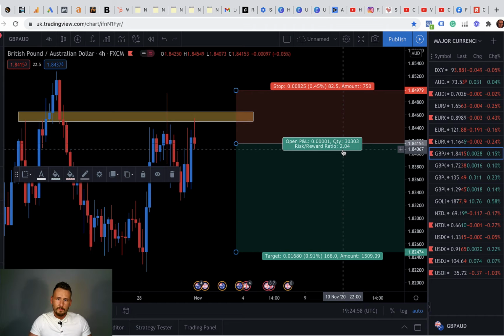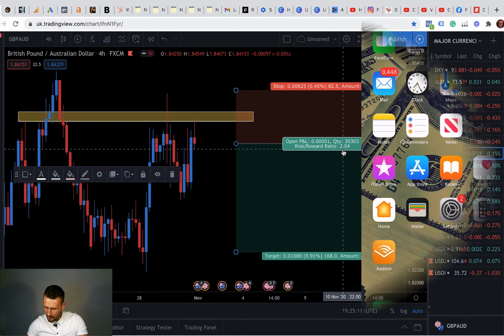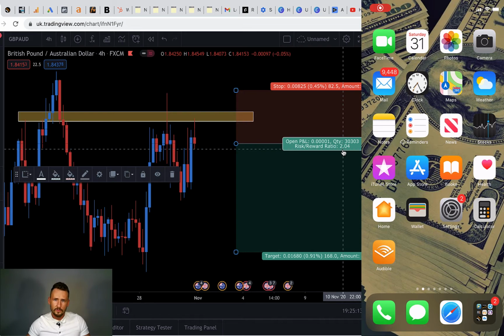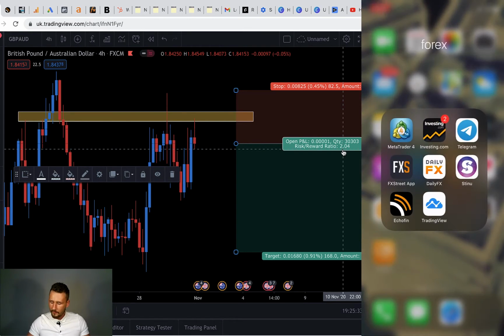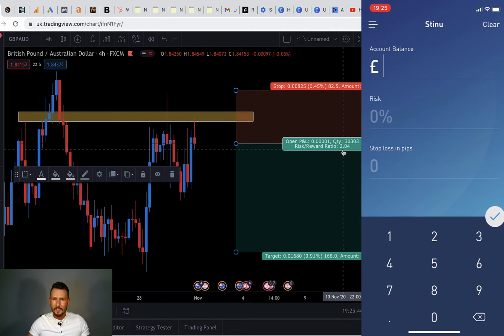In the last video we plugged an app. We're going to show you this app. It's called Stinu, whatever you want to call it. So if we go over to the phone right now, you're going to be able to see that we've got our lot size calculator in here. This is what it's called. Download it, it's brilliant, it's going to save you a lot of money, and it's going to give you a more accurate approach towards your trades.